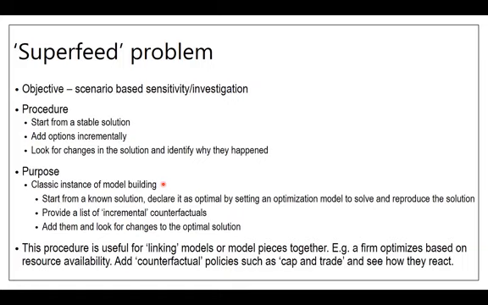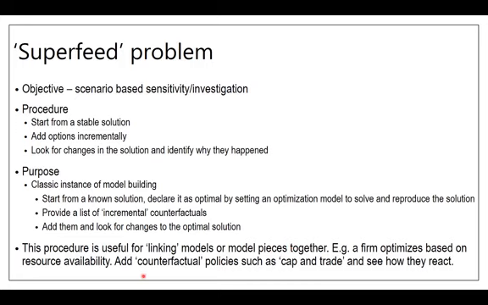Here we start from a known, declare it to be the optimal, set the optimization model to reproduce it, and then we start with what we call counterfactuals, or these increments. So a counterfactual is something we're not currently doing, but let's set it up as an alternative and see if it works or if it doesn't work. We add those and we keep looking for changes in the optimal solution, trace those out, and then it becomes a useful way, as I've been talking about, to link models together.